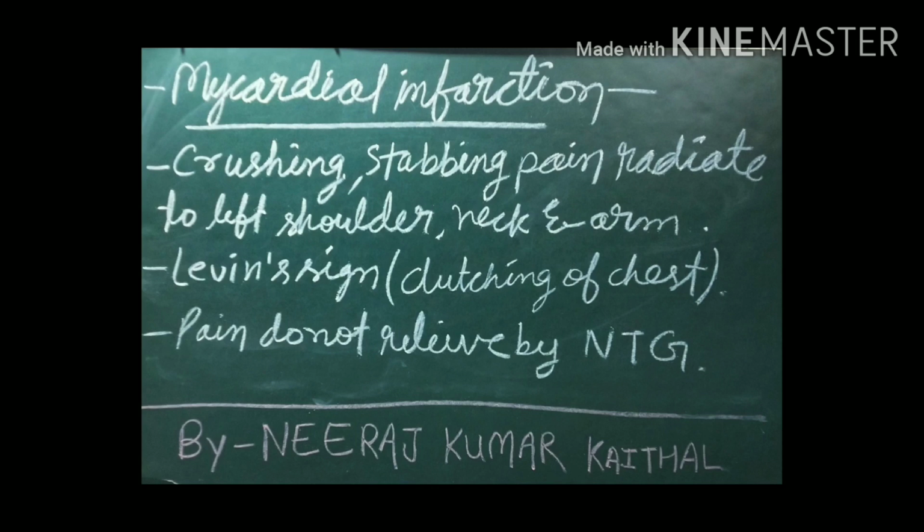Important signs and symptoms of this disease are crushing, stabbing pain radiating to left shoulder, neck and arm. Second one is presence of Levine's sign. Levine's sign means clutching of chest. Third is pain not relieved by administration of nitroglycerin.